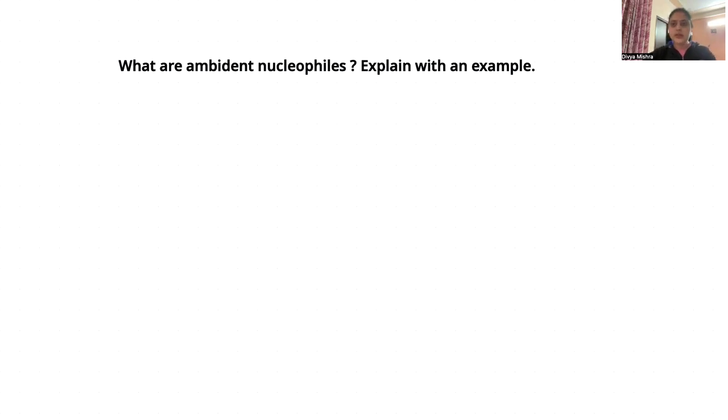Explain with an example. So ambident nucleophiles are the nucleophiles that have two different attacking sites through which they can attack the electrophile, and they can form two different products. One classic example is the cyanide ion, CN negative. I'll explain through the reactions how it is an ambident nucleophile, how it reacts through the carbon atom and through the nitrogen atom to form two different products.